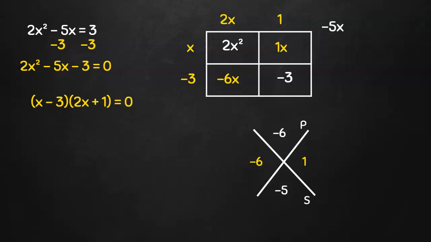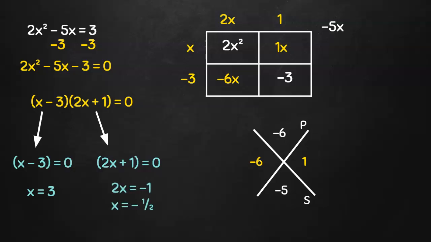Using the zero product theorem, I'm going to set both factors equal to 0 and then go ahead and solve. My first answer is going to get me a positive 3. My second answer, I have to do two steps. Subtract the 1 and then divide both sides by 2, and x is going to equal negative 1/2.